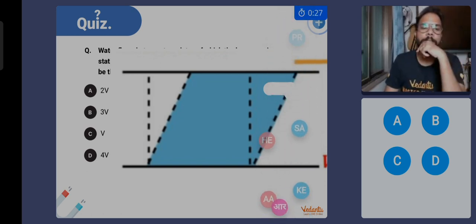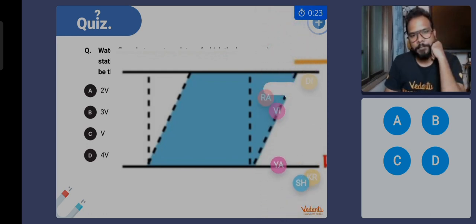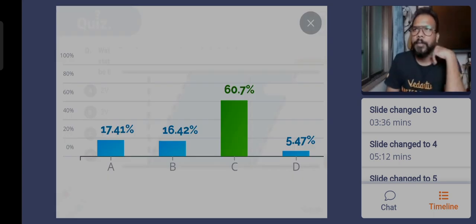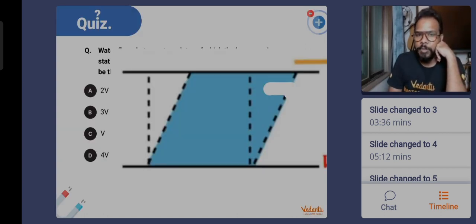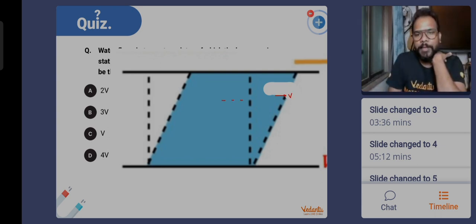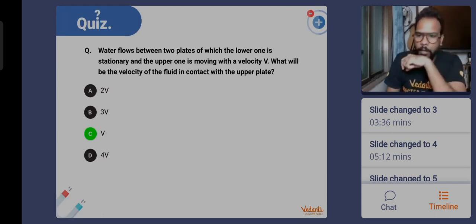Last 10 seconds, guys. Come on. Very nice. Remember, the layer of a liquid which is in contact with a solid is practically not going to move. It's almost stationary. Especially in this question, when they are saying that the bottommost plate is not moving and the lower layer of the liquid is also not moving, that means there is no relative motion between the solid plate and the layer of that liquid. So if the topmost plate is moving with the velocity v, then the topmost layer of the liquid will also move with the same velocity v. So the correct answer is v here.